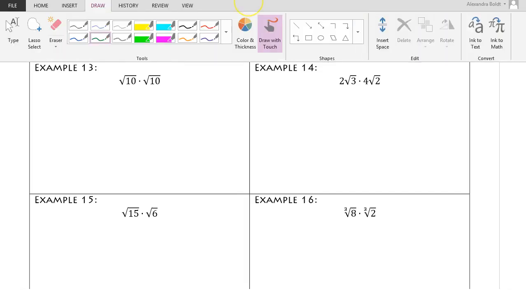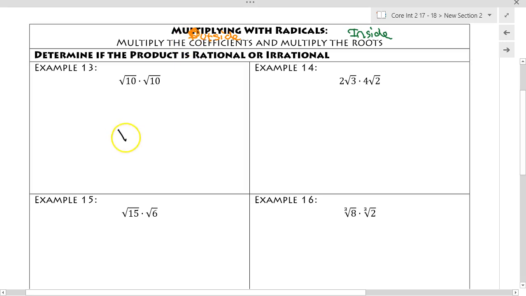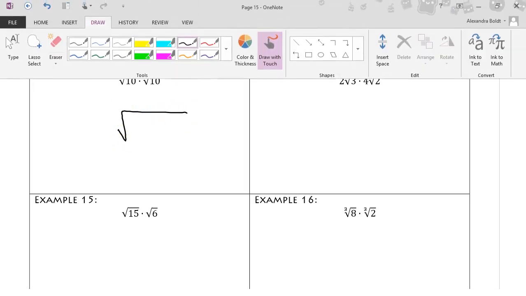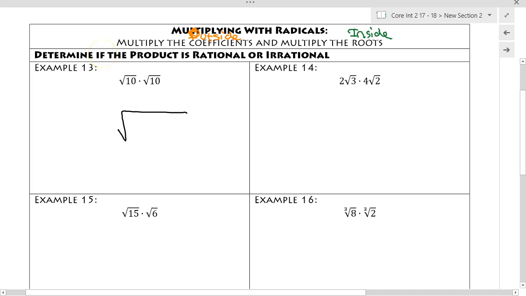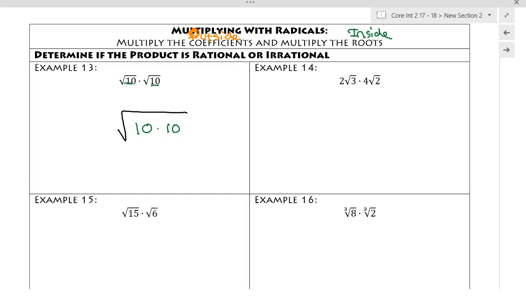So, looking at example 13, I'm always going to start by drawing my root. I'm going to multiply the inside. I have a 10 and a 10. That's it. So we're going to do 10 times 10. Now, what is 10 times 10?